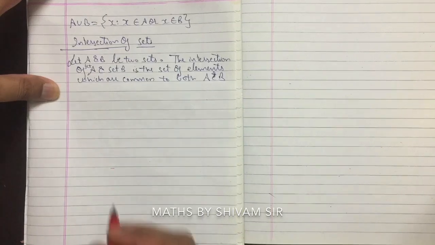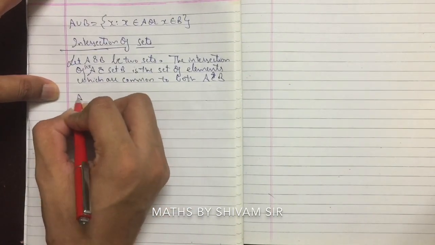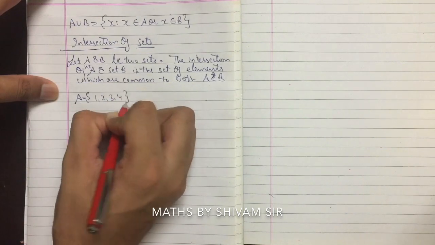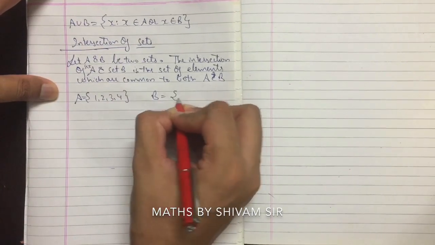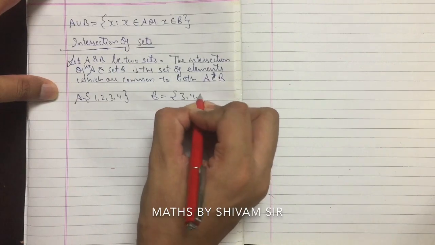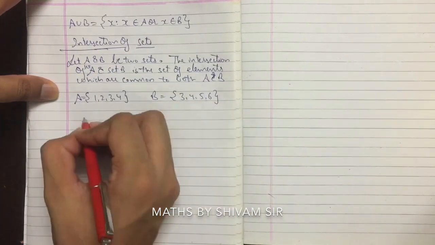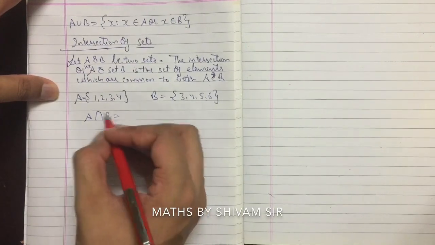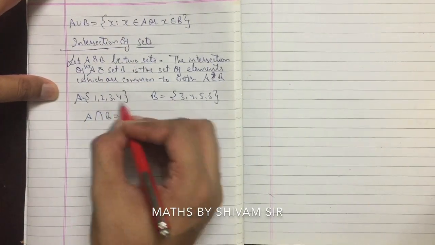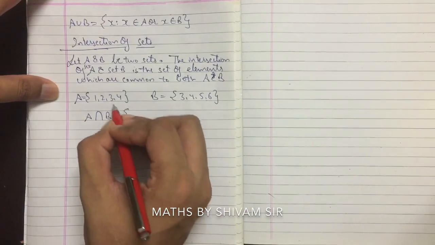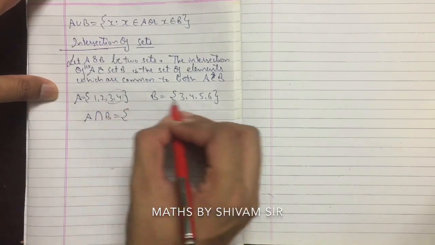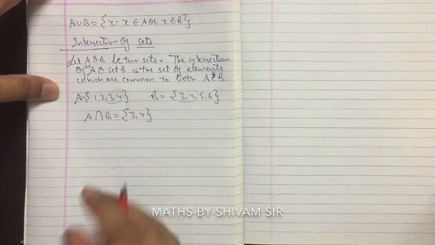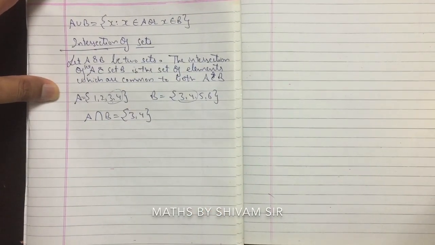For example, again, let's take that example. A is equal to {1, 2, 3, 4} and B is a set having elements {3, 4, 5, 6}. So A intersection B, this is the sign of intersection, will be a set having common elements of both the sets. So the common elements are 3, 4. So A intersection B is {3, 4}.